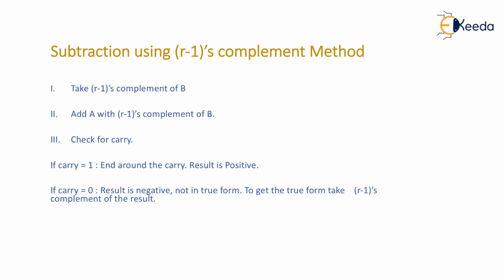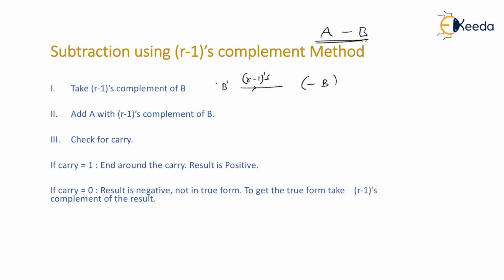Check it out. What is step number 1? Step number 1 says take the r minus 1's complement of b. You won't understand this unless I tell you that I want to subtract, meaning I have to perform one operation, that is a minus b. So they are saying to take the r minus 1's complement of b. Taking the complement of a number means negating the number. So originally if the number was b, then r minus 1's complement of b is nothing but minus b. So number b is changed to minus b by taking the r minus 1's complement.